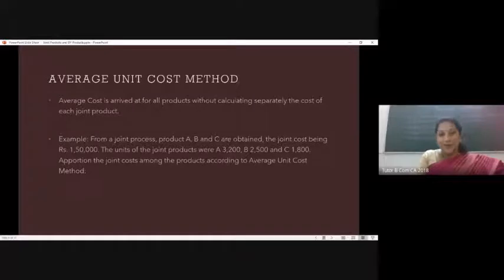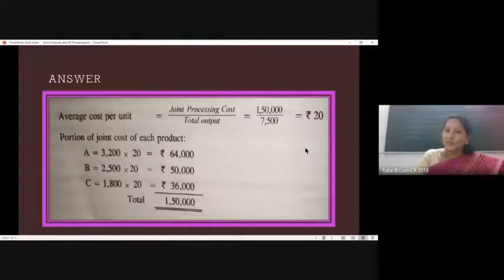Now, in this given example from the joint product process, products A, B, C are obtained, and the joint cost is 1,50,000. The units of joint products were 3,200, 2,500, 1,800. Now we are asked to apportion the cost on the basis of the average unit cost method. As I said, the keyword here is average. Now let's see, it's very simple. See how it has been done.